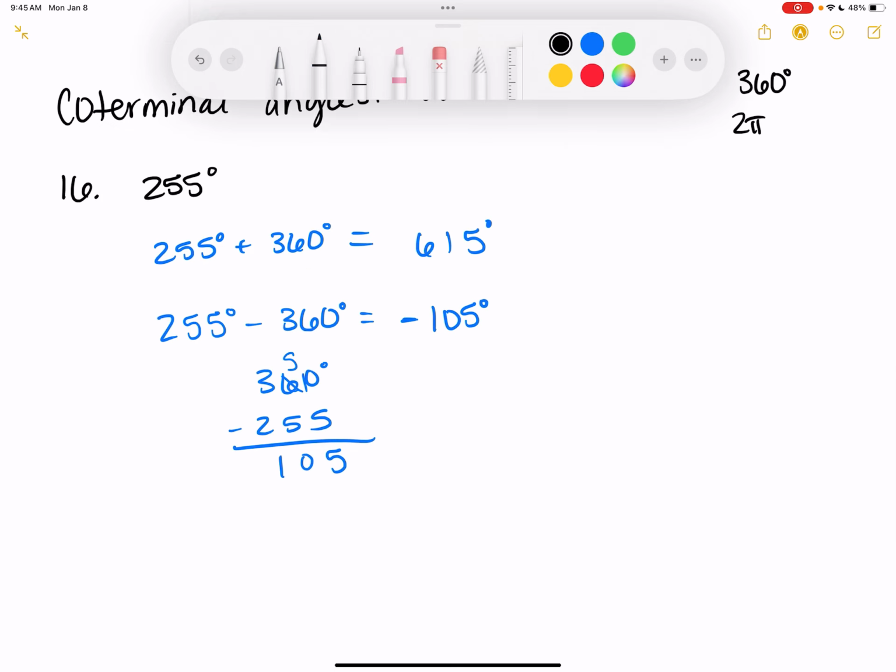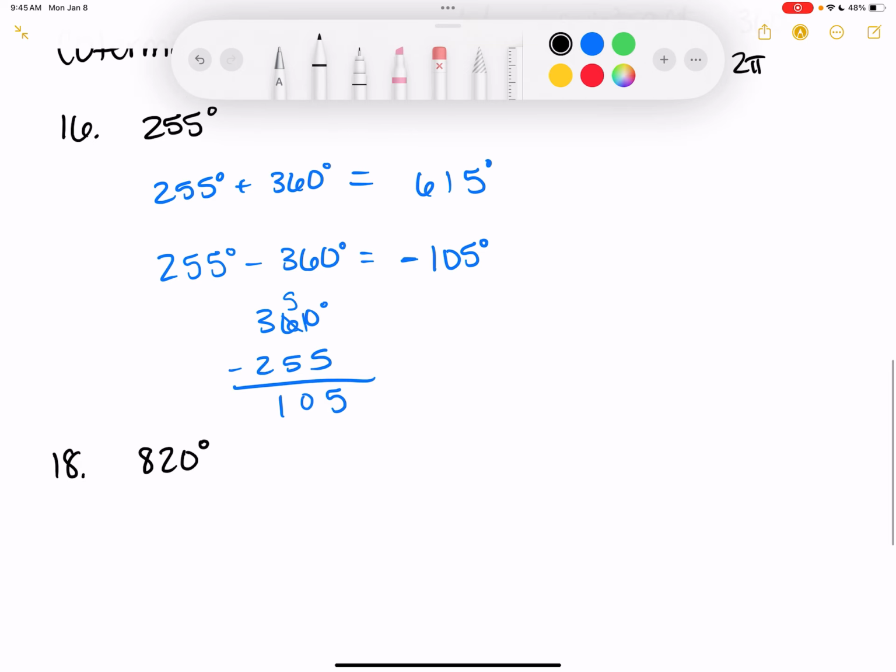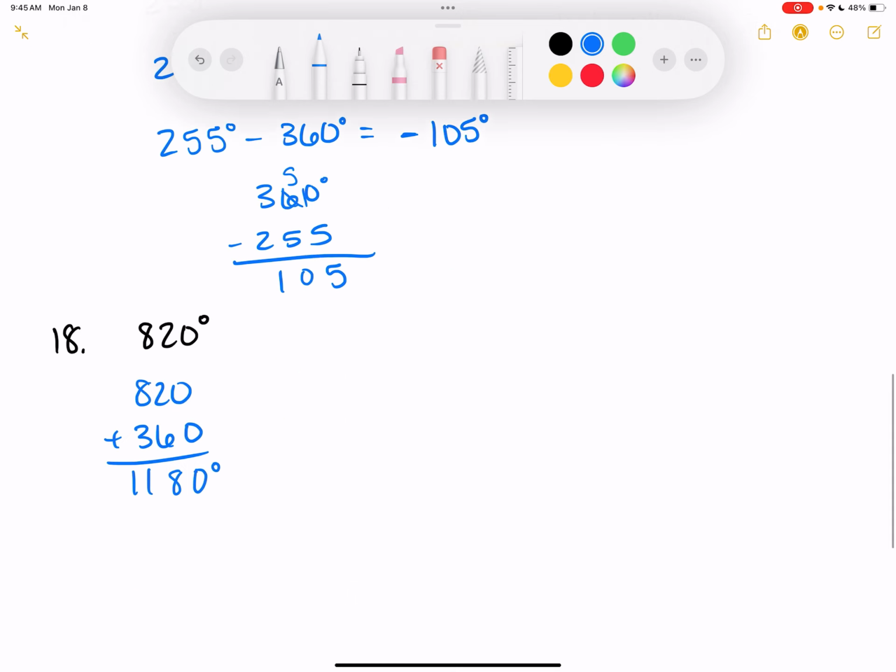Let's see, 18. So 18, they start us with 820 degrees. Now, you have a couple options here in terms of doing your positive one. If you want to stick to the norm and add 360, you can do that. So I'll do that one first. So 820 plus 360, and that would give you 1180.